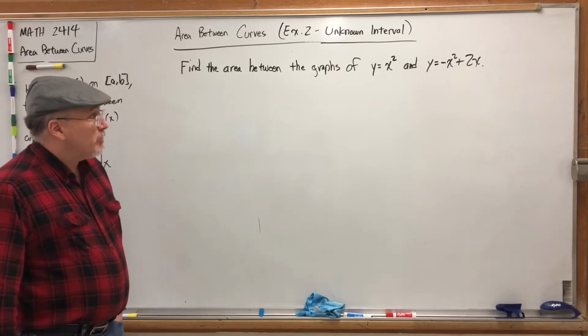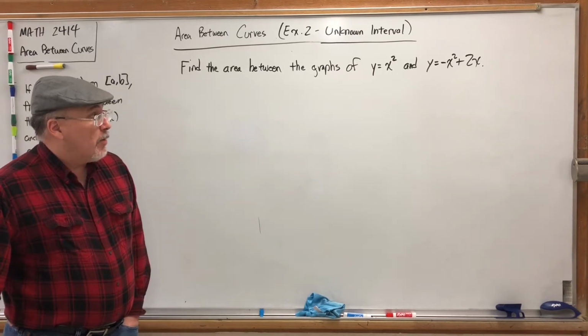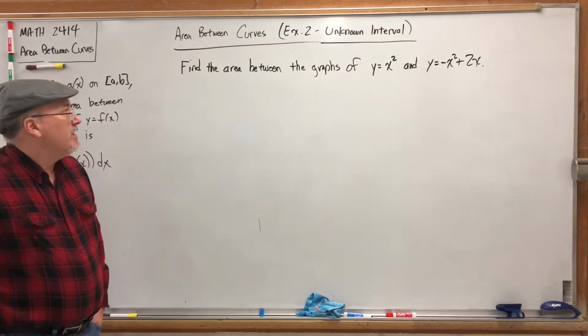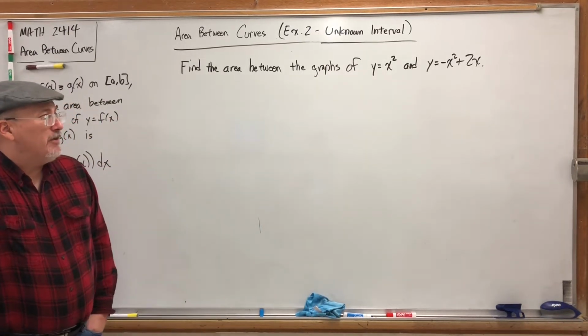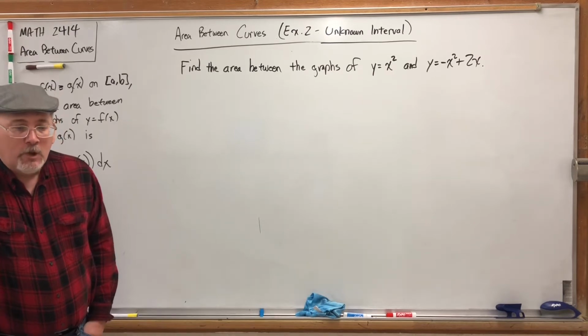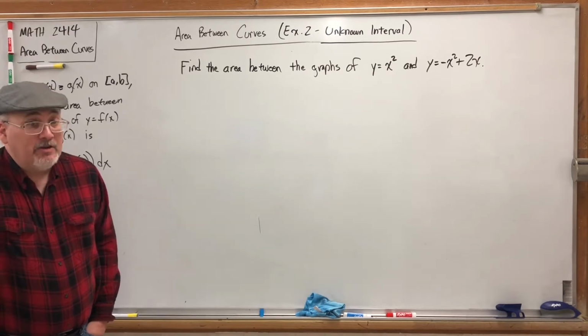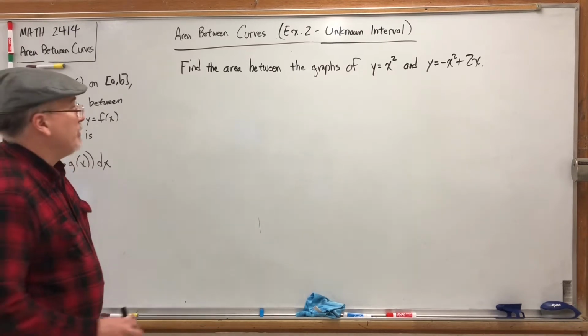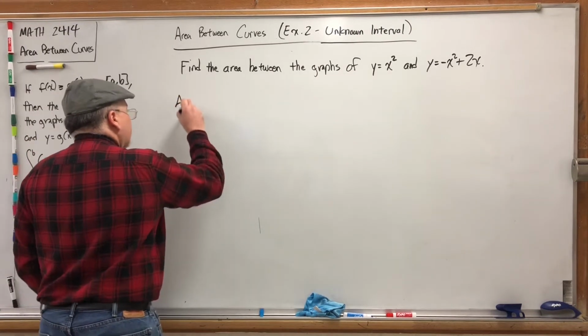Find the area between the graphs of y equals x squared and y equals negative x squared plus 2x, which is equivalent to saying find the area of the lamina bounded by those graphs. So we need to find that lamina and set up and evaluate the integral to calculate the area between them. So let's graph these guys.